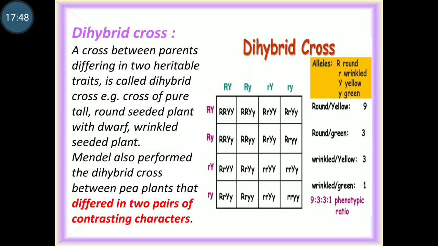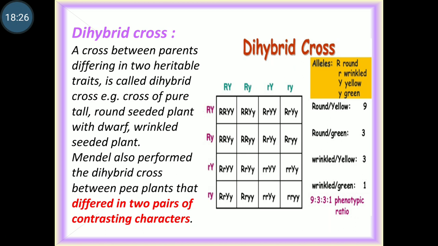Dihybrid cross. A cross between parents differing in two heritable traits is called a dihybrid cross. For example, a cross of pure tall, round seeded plant with dwarf wrinkled seeded plant. Mendel also performed the dihybrid cross between pea plants that differed in two pairs of contrasting characters. So always remember that here two contrasting characters are studied in a dihybrid cross, and the phenotypic ratio is always 9 is to 3 is to 3 is to 1.